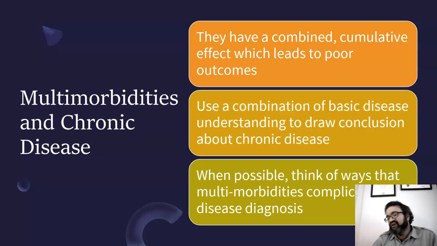So, for example, in cardiorenal syndrome, seeing that the heart and the kidneys are working together to produce that disease process, that recognition is important. So the combined cumulative effects lead to poorer outcomes than if they were to work individually. So, for instance, heart failure and chronic kidney disease are more harmful to the body than if they were to damage the body individually.